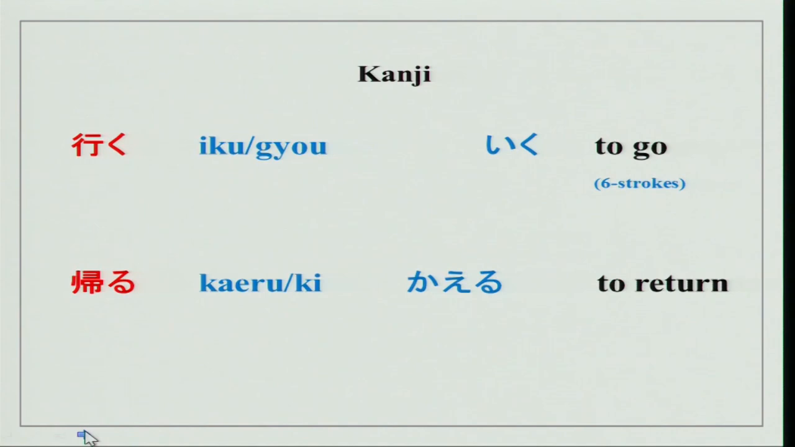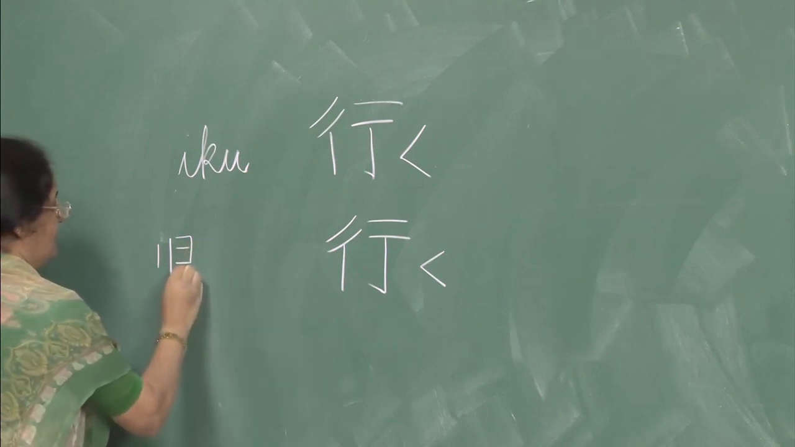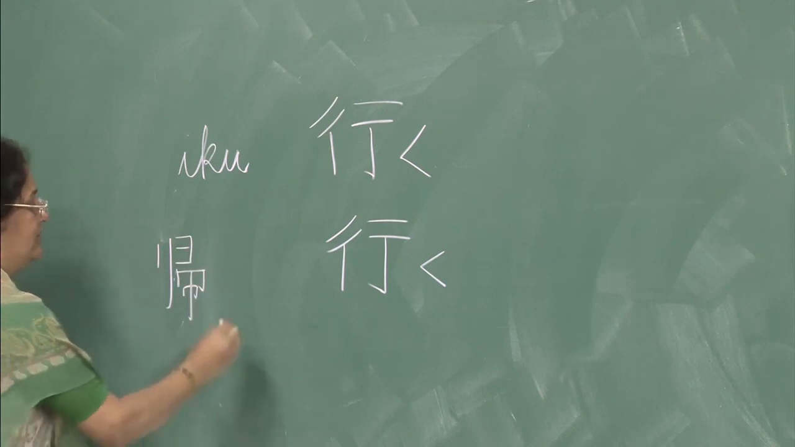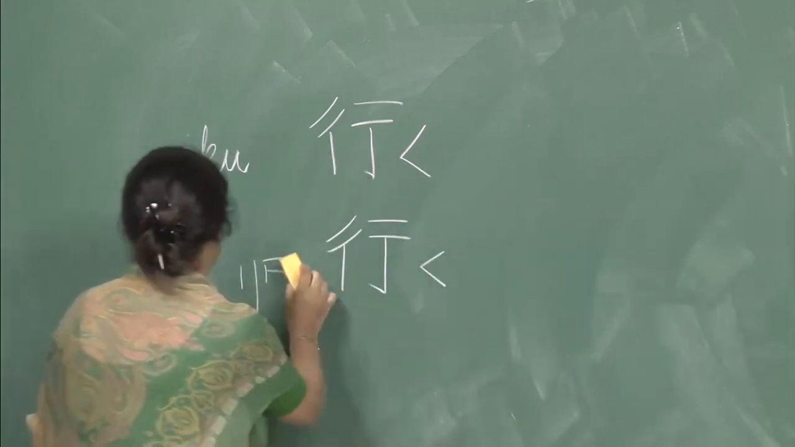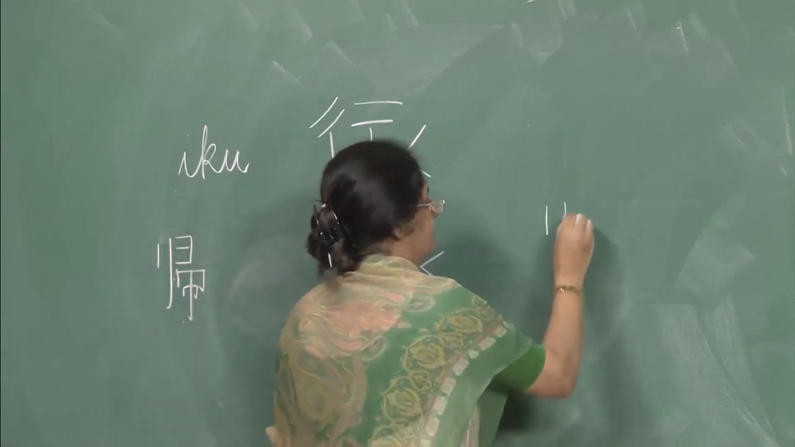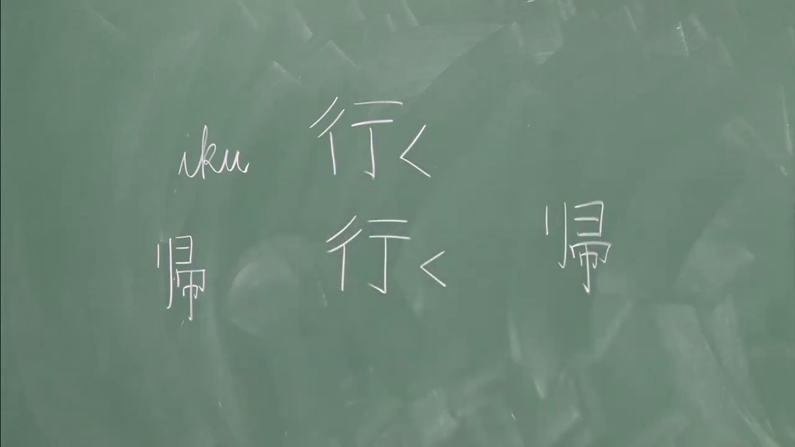Now the other one is kairu. Kairu is a 10 stroke character. So you can see kairu means to return. I'll draw it for you. Kairu. Gomenasai. So that's a 10 stroke character which means to return. And please remember, you always return to your country, to your hometown or to your house.